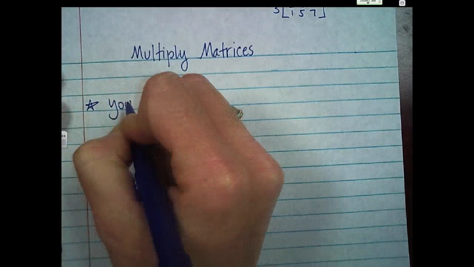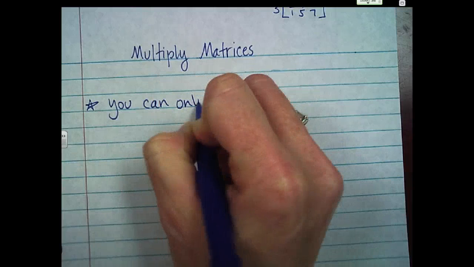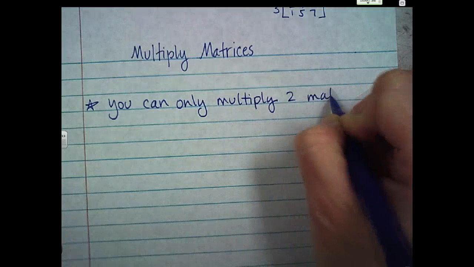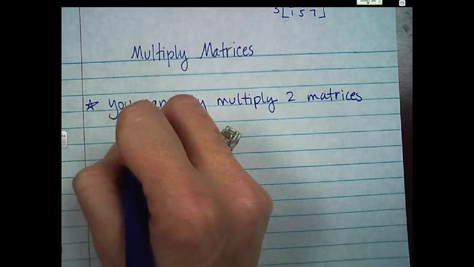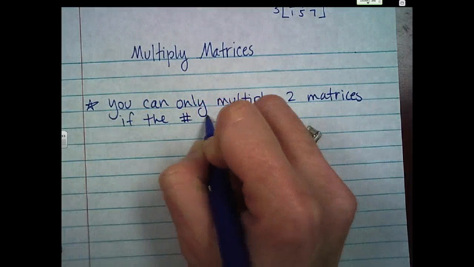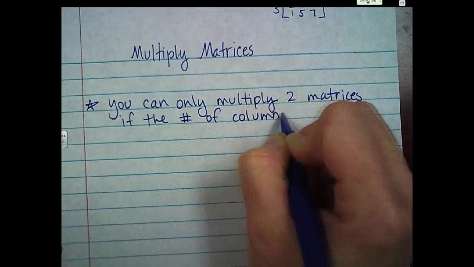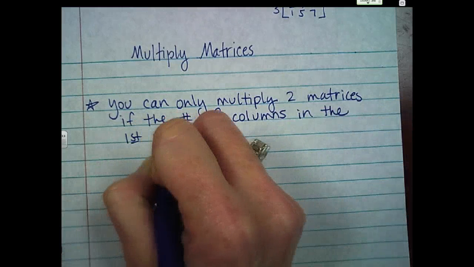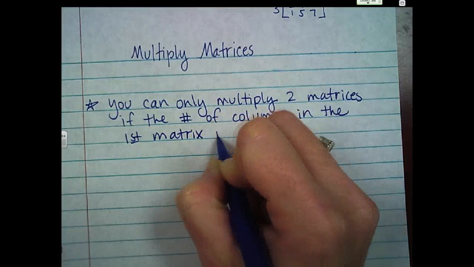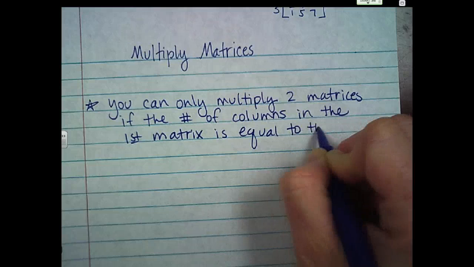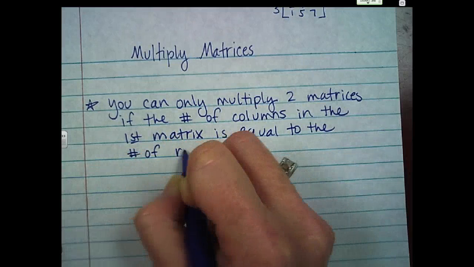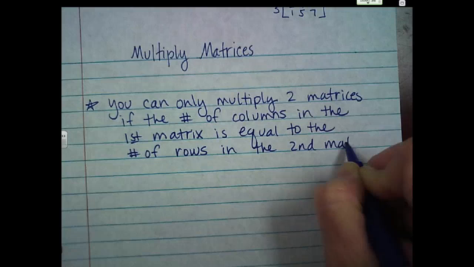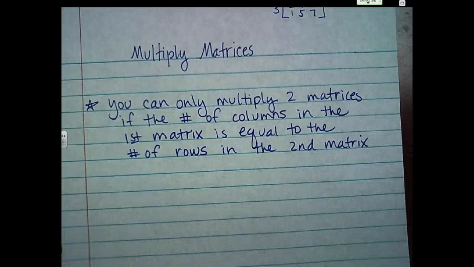You can only multiply two matrices if the number of columns in the first matrix is equal to the number of rows in the second matrix. Write it down and then I'll explain it a little better.